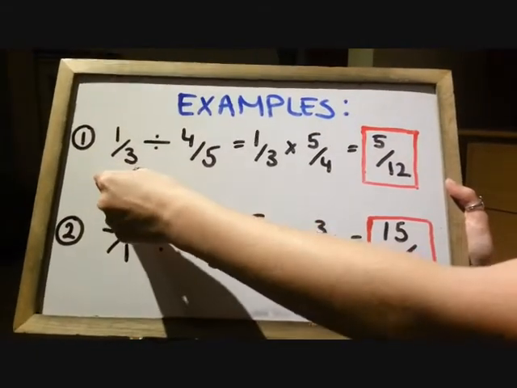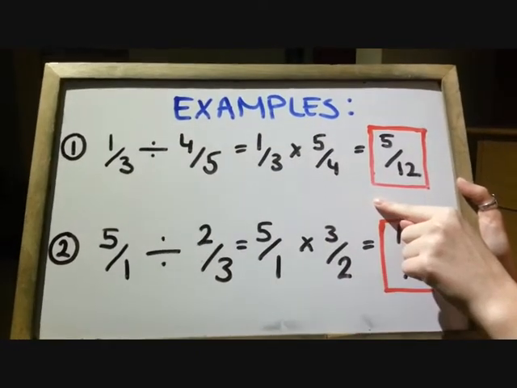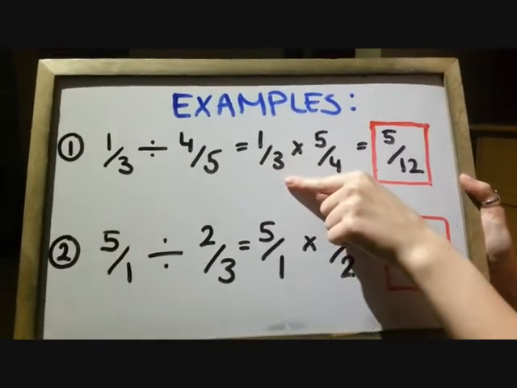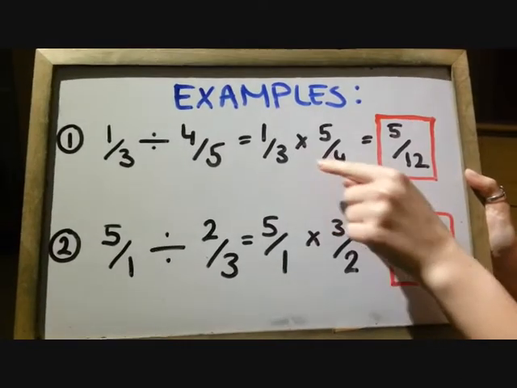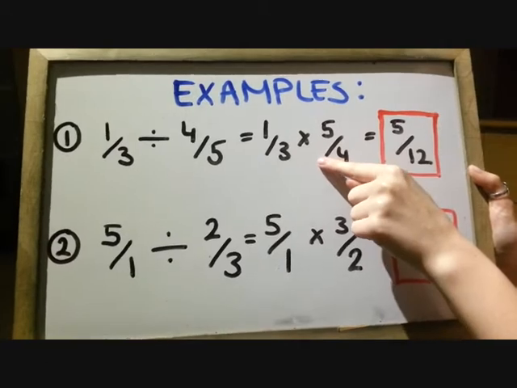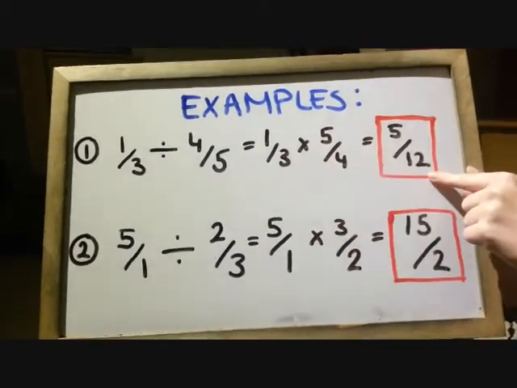Examples. The first example is 1 over 3 divided by 4 over 5. The way I received my answer was I placed 1 over 3 to this side, and 4 over 5 I flipped upside down to give me 5 over 4. Then I times 1 by 5 to give me 5, and 3 by 4 to give me 12.